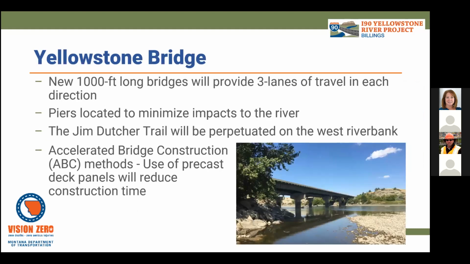So a few details on the Yellowstone River bridges. The photograph on the bottom of the slide is what's out there now. Those are the existing bridges, and there's a pair of them. And those 2 structures are functionally obsolete due to inadequate roadway width. The roadway width is only 28 feet wide, doesn't meet current design standards, and certainly can't handle the additional capacity that's needed in the area.